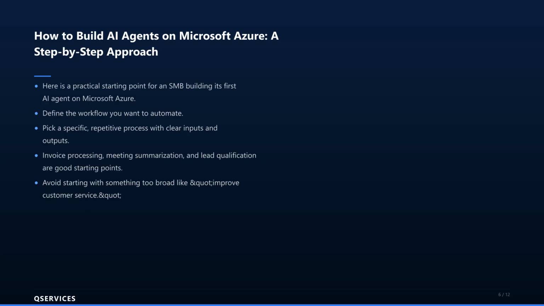Set up your Azure environment. Create an Azure subscription if you do not have one. Microsoft offers Azure for Startups credits that can significantly reduce initial costs. Enable Azure AI Foundry and Copilot Studio within your tenant.